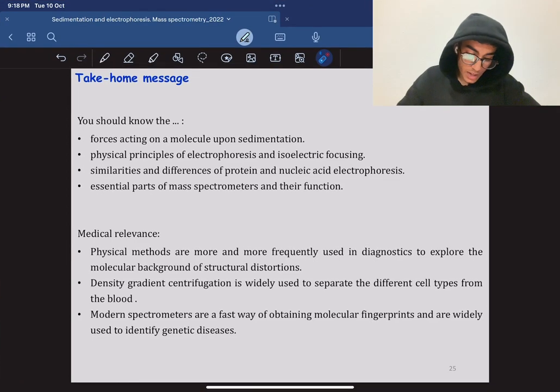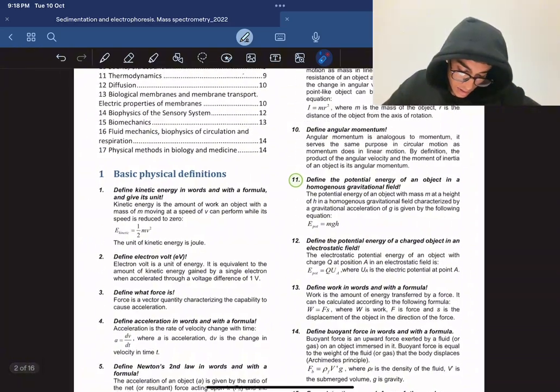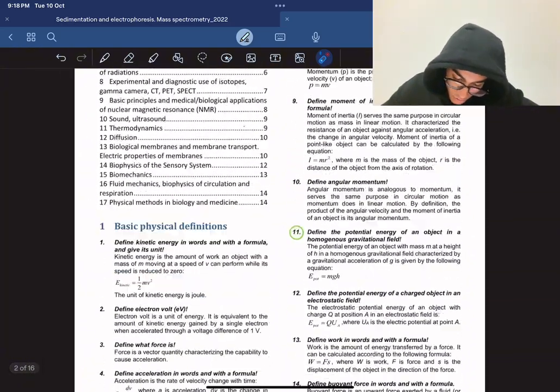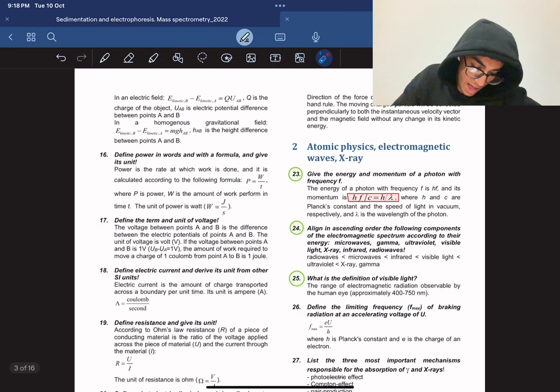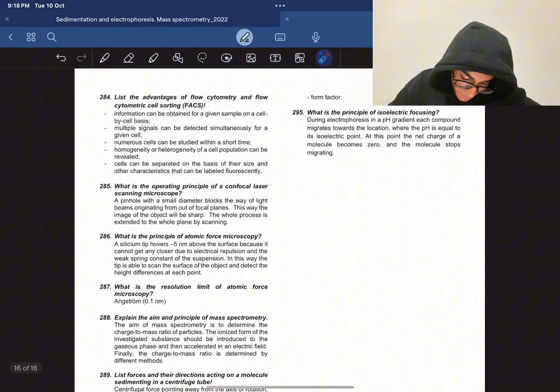Okay. Yes. Now let's do the minimals. Basic physical definitions. No, we don't have this. What do we have? We have it on the 16th page. We have a few questions right here.